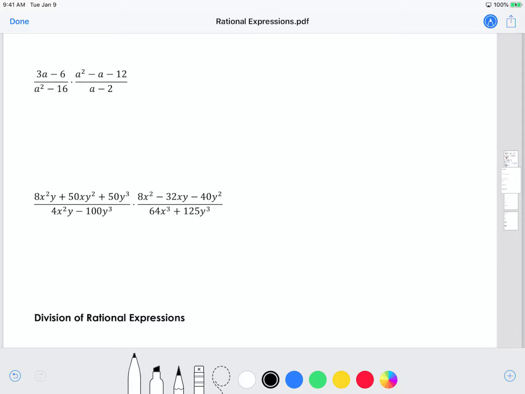In the next example, we have a product, and we have 3a minus 6 over a squared minus 16 as the first fraction. So let's go ahead and factor that. In the numerator of the first fraction, I can pull out a 3. So I would have 3, and then I would have a minus 2. The denominator of the first fraction is a squared minus 16, and I can factor that as a minus 4 times a plus 4.